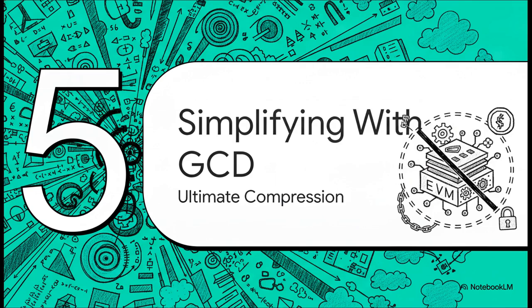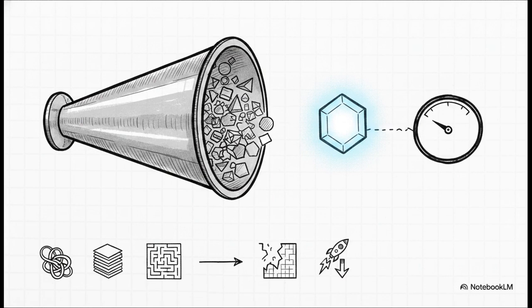Which brings us to Section 5, simplifying with the GCD, the ultimate compression tool. But wait, there's a catch, right? Generating these incredibly accurate ratios means the integers get absolutely massive. And remember, we are still trapped inside the strict computational limits of the EVM. So how on earth do we fit them in? We use the greatest common divisor, or the GCD. But in the best apes square root integers repository, the GCD isn't just some dry math formula. It acts as the ultimate compression tool.